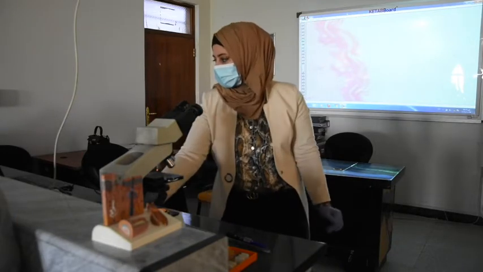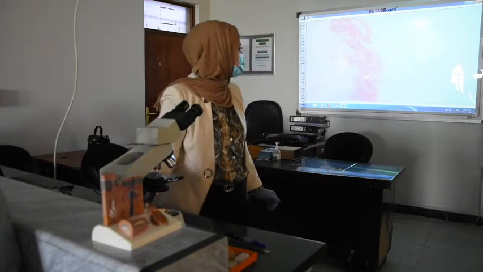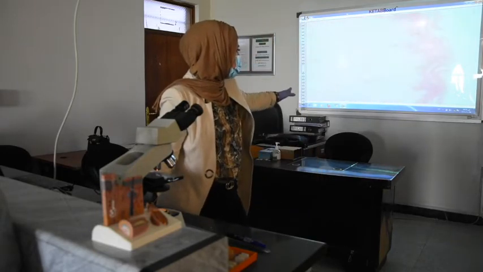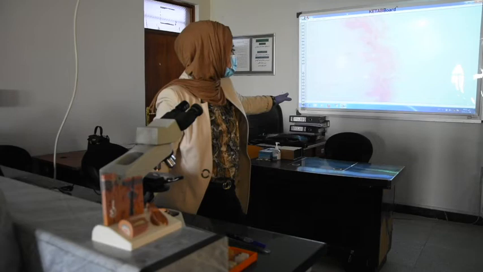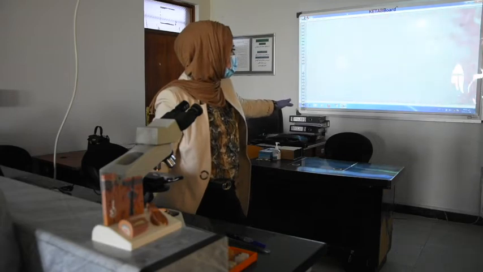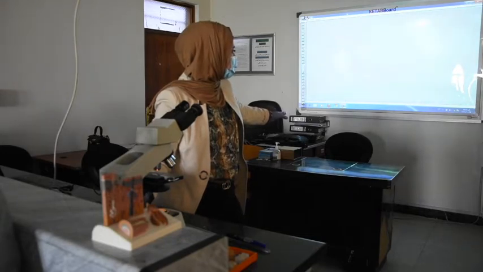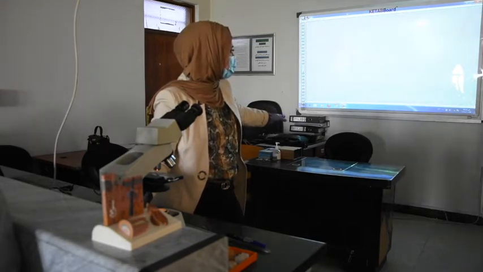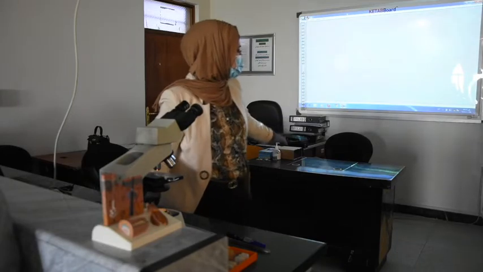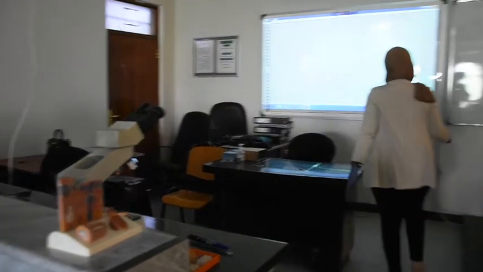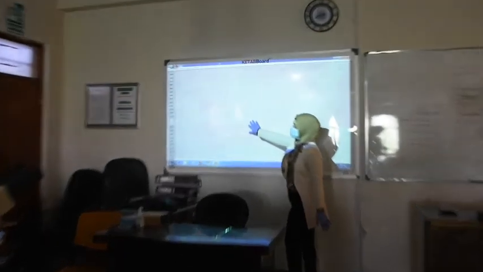Also this slide will show us that this is the starting epidermis and all these are dermis. And this aggregation is the hypodermis or subdermis. These are the hypodermis, an aggregation of adipose tissue.